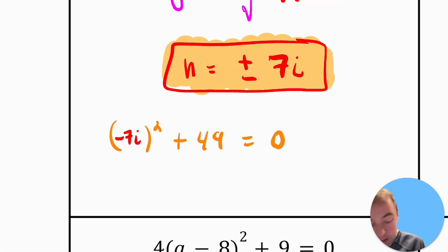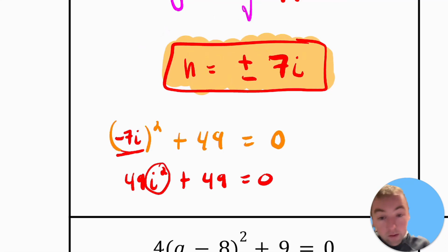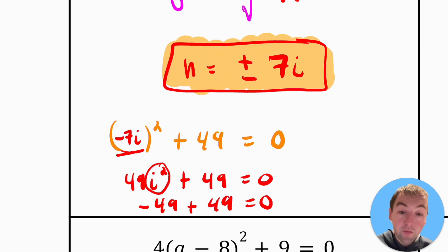So let's suppose we take negative 7i, right, and plug it in. If I plugged it in, then this would be negative 7i times negative 7i. So the negative 7 times negative 7 would equal 49. But then you also have the i times i, which would make it i squared. And then what we know about i squared is that i squared is actually equal to negative 1. So then you would get 49 times negative 1, which would equal negative 49. And then lo and behold, right, negative 49 plus 49 does equal 0. So you can see that indeed negative 7i is the solution. And the same thing would hold true for 7i as well.